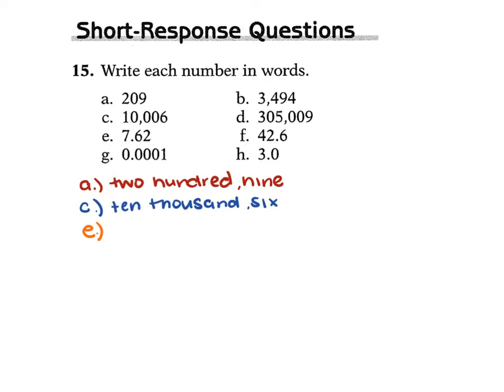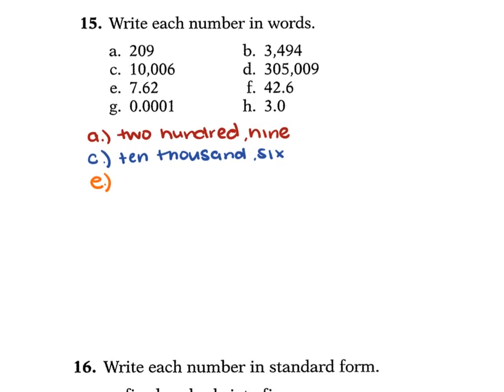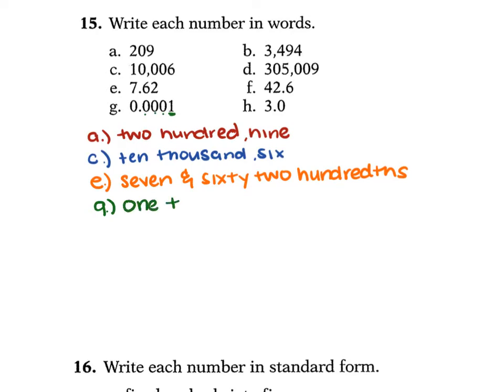So for E, we have 7.62. So this is 7 and 62. Oops. That 2 is in the hundredths. So you would write hundredths. For G, that 1/10, hundredths, thousandths, 10,000. So that would just be 1/10,000ths.